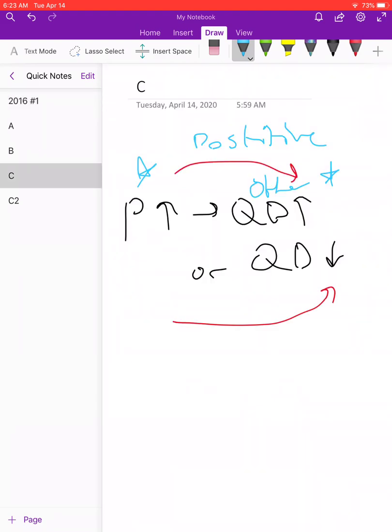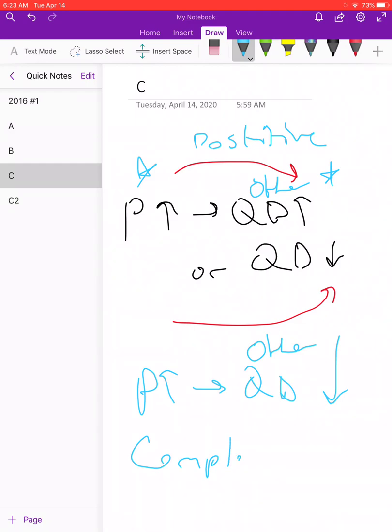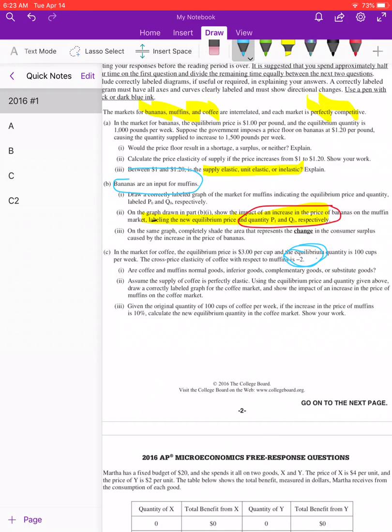And so that means the price of good A went up, and we're now buying less of the other good. That means then, ladies and gentlemen, that these are what we call complementary goods, because we're no longer buying them. So these goods are complements, and that is your answer to letter C1.